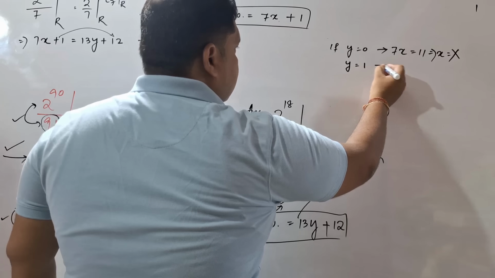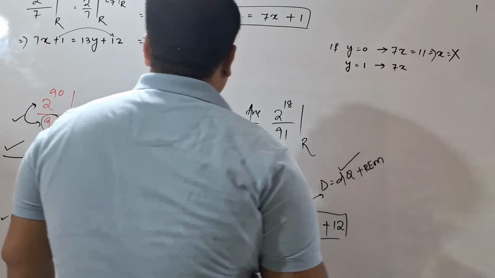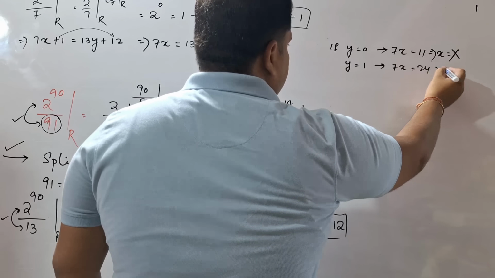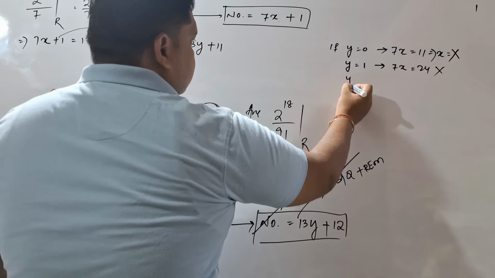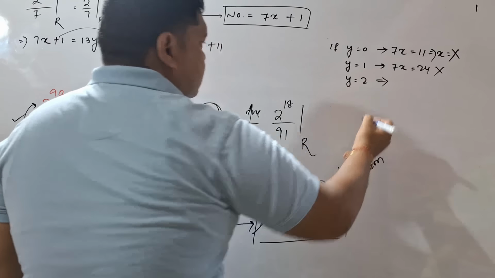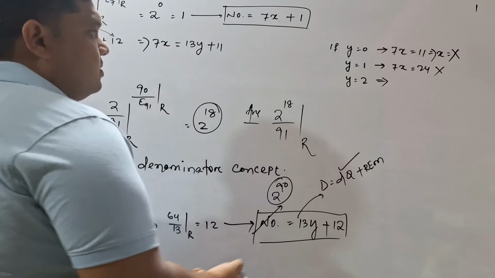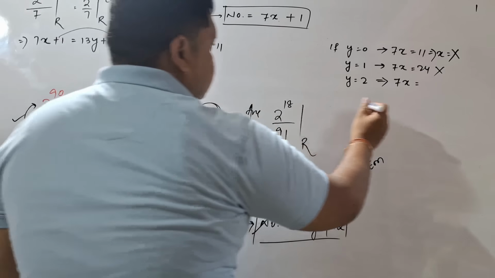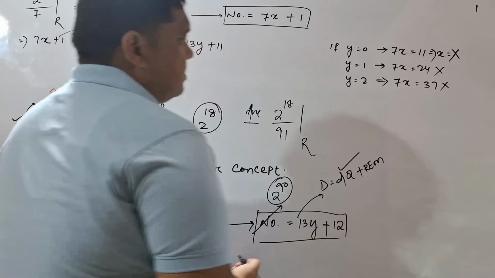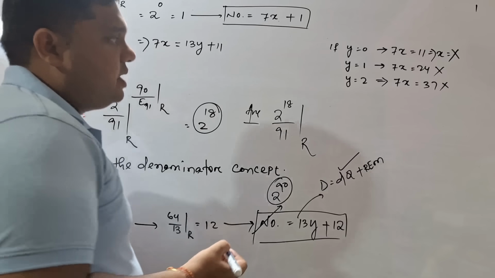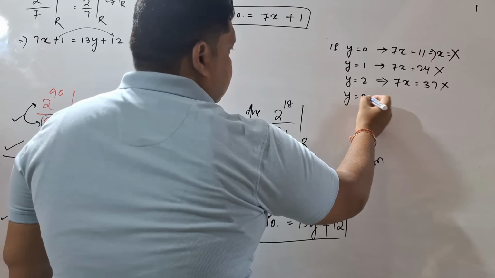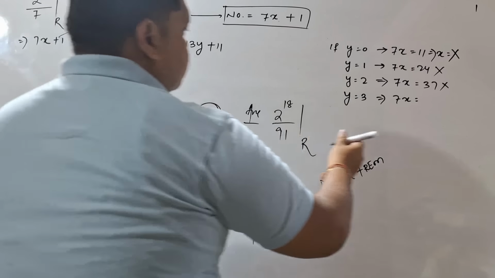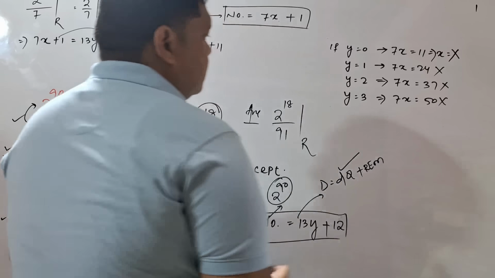Okay, then I keep on putting the value. Then I put y equal to 1. If I put y equal to 1, then 7x is equal to how much? This is 13 plus 11, 24. Again 24 is not divisible by 7. If I put y equal to 2, by hit and trial method we have to solve. We keep on putting the value of y, unless and until x is an integer. So here 7x is 26 plus 11, 37. Again it is not divisible by 7. If I put y equal to 3, 7x is equal to 39 plus 11, 50, not divisible.